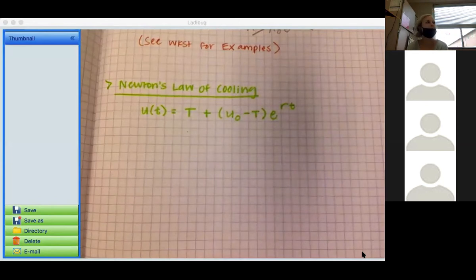I'll go through and tell you what it means, because it does look long.